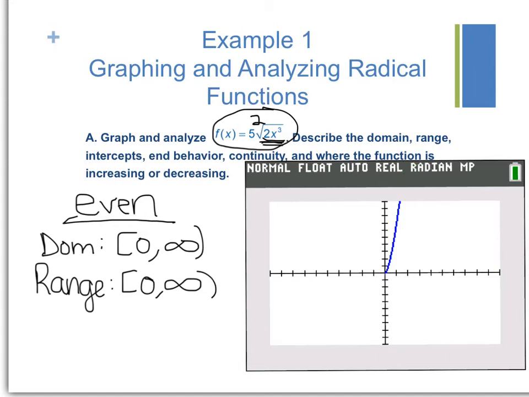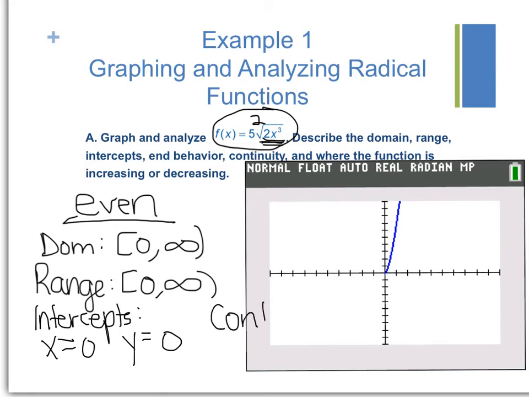Looking at the intercepts, because we cross at the origin, that makes our intercepts for both the x and the y intercept equal to 0. And we need to look at the continuity, and our continuity for this function is going to be from 0 to infinity. Our function starts at 0, so our continuity begins at 0 and goes to infinity. The function is continuous for all x values from 0 to infinity.